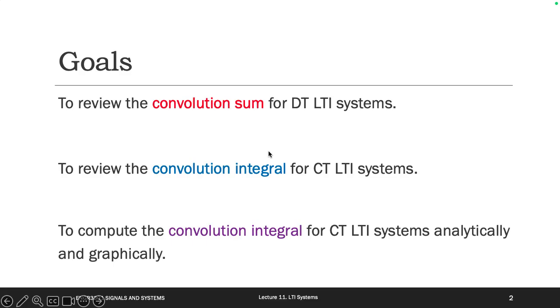Firstly, let's review the convolution sum for DT-LTI systems. And then we will review the convolution integral for CT-LTI systems. And finally, we will compute the convolution integral for CT-LTI systems analytically and graphically. Before we start this class, I want you to think about one question: why do we want to learn the LTI system for now? Why do we want to talk about the convolution sum and convolution integral?